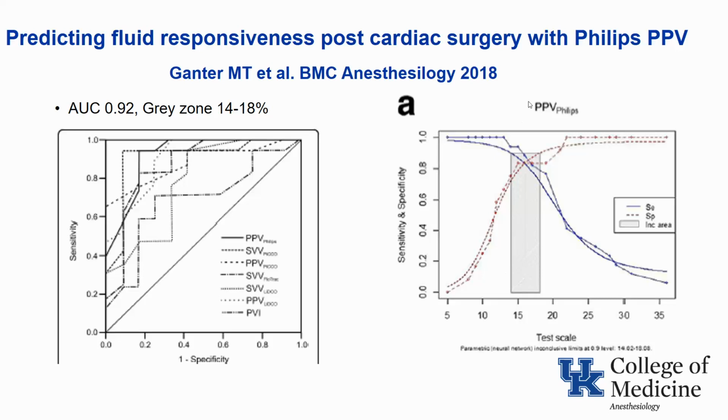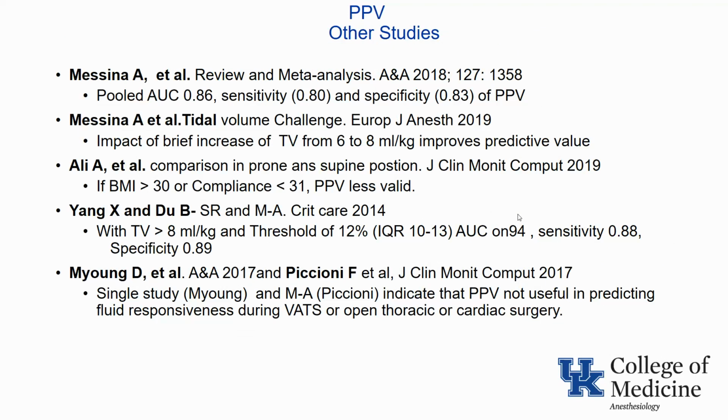This would imply with pulse pressure variation, the system we use here, that when it's under 14%, probably they're not fluid responsive. If it's over 18%, they're likely to be fluid sensitive, and between this range, it's almost like a flip of a coin. These are some other studies of pulse pressure variation, and you see that in general, the sensitivity and specificity is around 0.8.